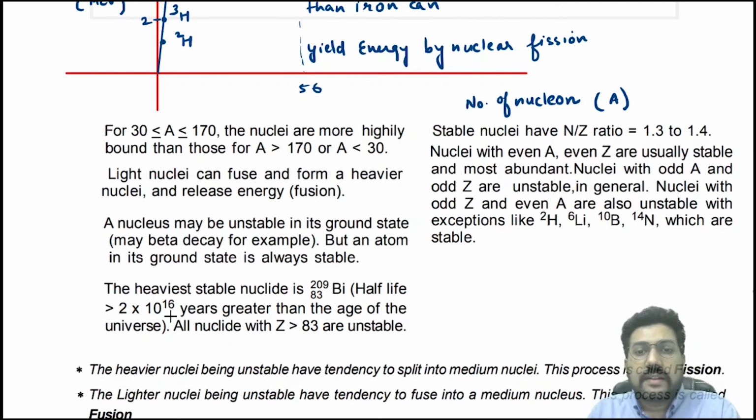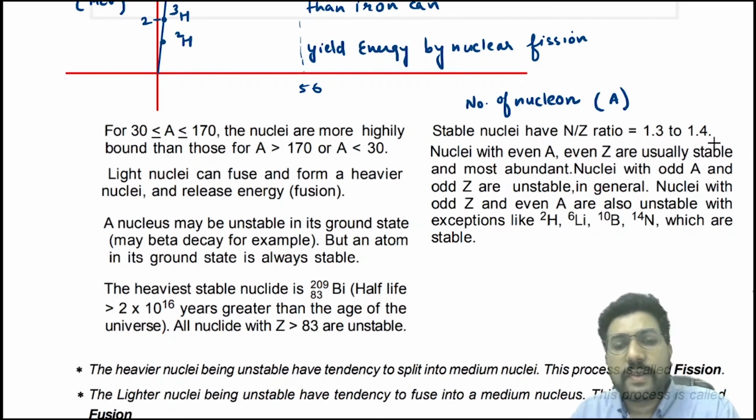Now, stable nuclei, that is the mid-level nuclei, have an N by Z ratio approximately between 1.3 and 1.4. That means there are slightly more neutrons than protons inside a nucleus to keep it more stable. The N by Z ratio is approximately between 1.3 and 1.4.